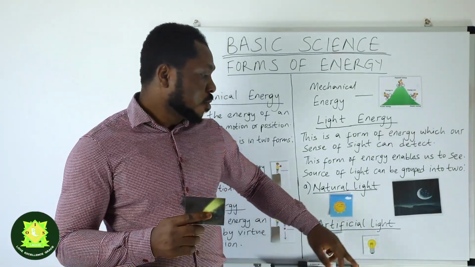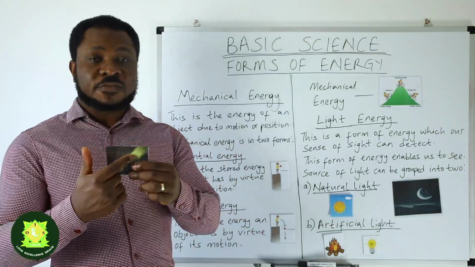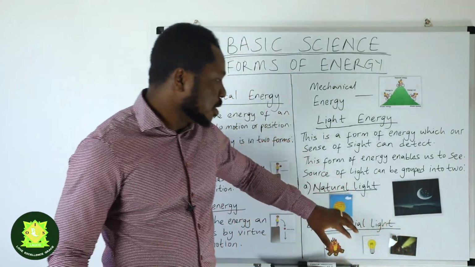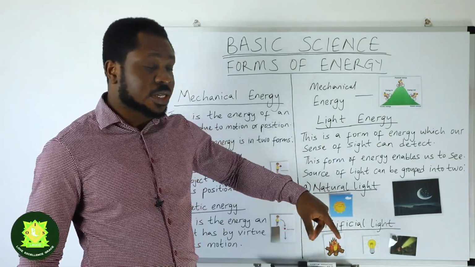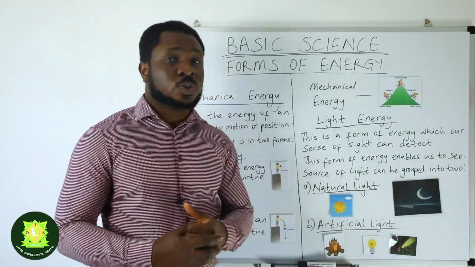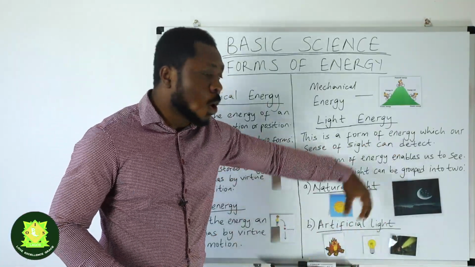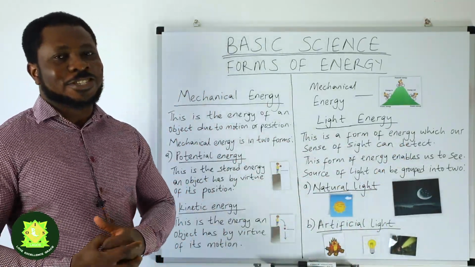So fire, bulb, and flashlight are artificial sources of light, while the sun that enables us to see during the day and the moon and stars that enable us to see at night are natural sources of light. However, all these are light energy.